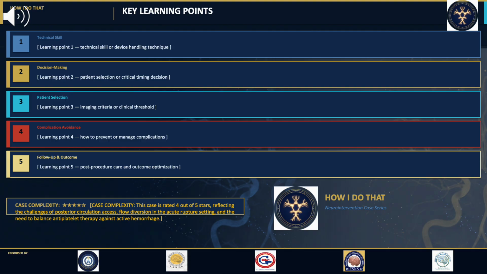3. Patient selection. This case illustrates the criteria for selecting flow diversion in ruptured posterior circulation dissecting aneurysms. The patient's imaging showed a dissecting morphology at the PICA segment, not a saccular aneurysm amenable to standard coiling. Fisher grade 4 with intraventricular hemorrhage confirmed severe SAH requiring definitive aneurysm treatment.